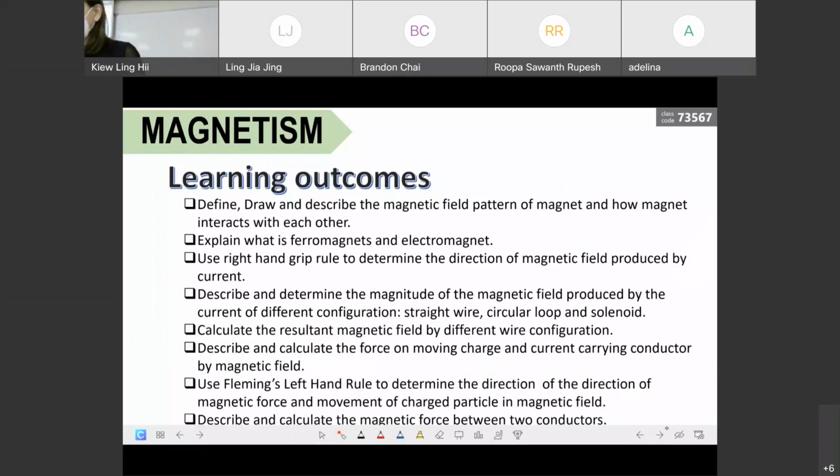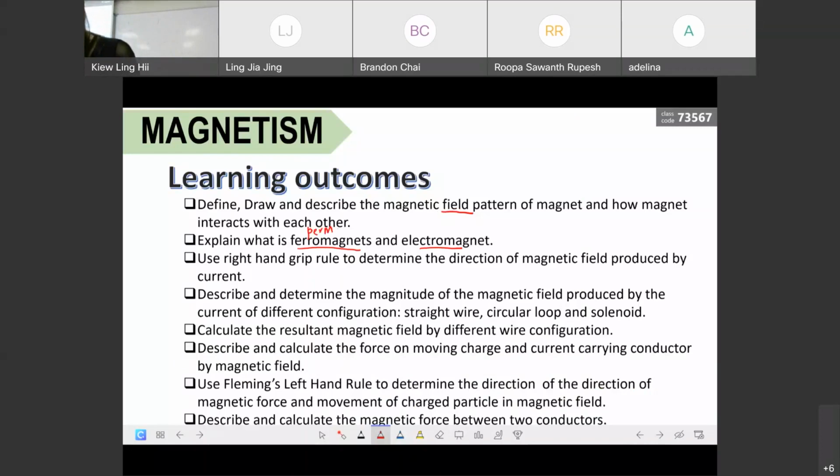So magnet, just like electric charges, a magnet also has a magnetic field. So how does a magnetic field look like? Okay. And the difference between ferromagnets and electromagnets. Ferromagnets is actually a permanent magnet.